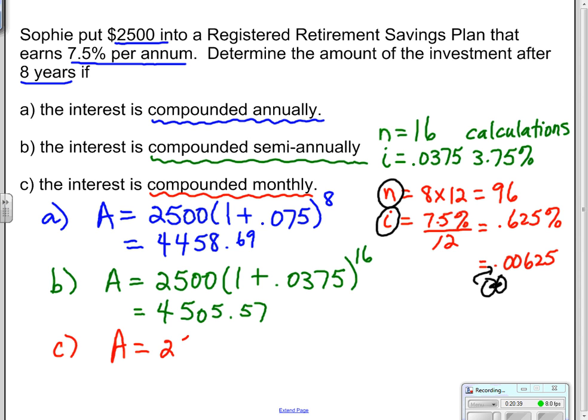That's my prediction. The more often it's compounded, the more money you make. 2,500, 1 plus decimal 0.00625, and it is compounded 96 times. Type it in as you see it and make sure that your calculator is your friend. To the power of 96. Here we go. 4,546 and 80 cents. Remember, it's money, so we round to 2 decimal places. So it is much better for her the more often it is compounded.